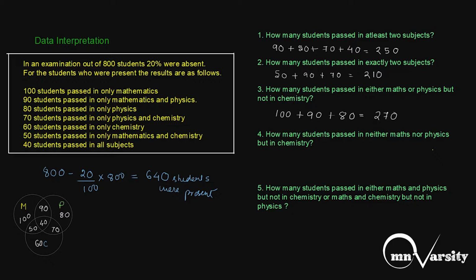How many students passed in neither maths nor physics but in chemistry? So I need to find out students who have passed in chemistry but not in maths or physics. That leaves us with the students who passed in only chemistry, which is 60.